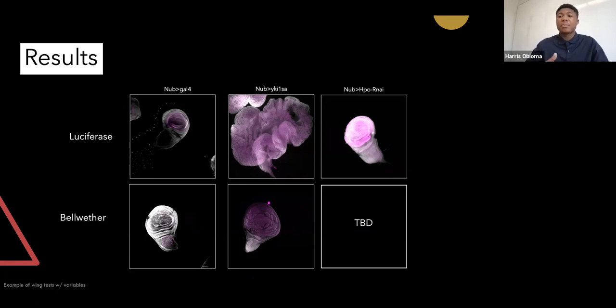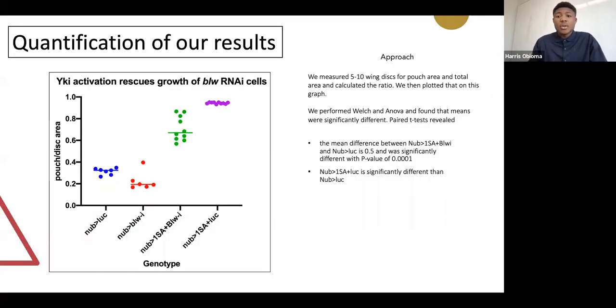So it controlled its own action. But at the same time, when you compare nub-Yorkie with bellwether to its control, you can see that the wing pouch is still a huge amount. Not as much as the control of nub-Yorkie, but still a huge amount compared to our nub-gal4 luciferase. Still more experimentation is needed for nub Hippo RNAi with bellwether. So this is the quantification of our results.